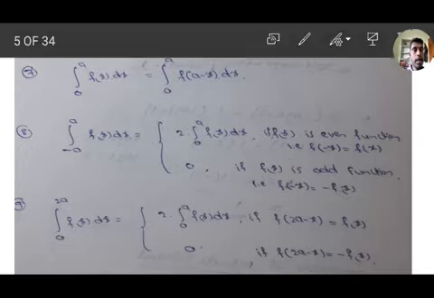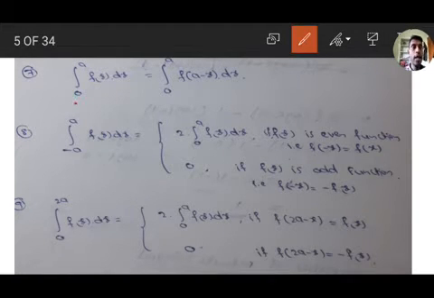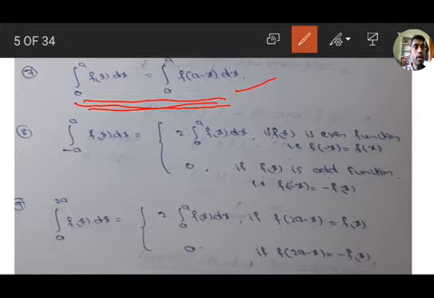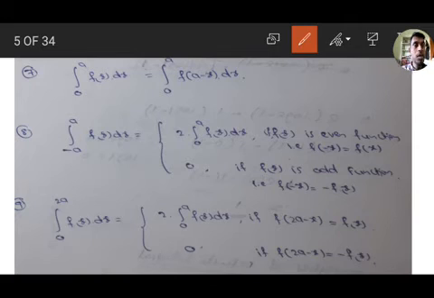Next, integration 0 to a f of x dx equals integration 0 to a f of a minus x dx. These two values are the same. Integration 0 to a f of x dx equals integration 0 to a f of a minus x dx; both values are same. This is a very important property. Essay questions will come based on this property.